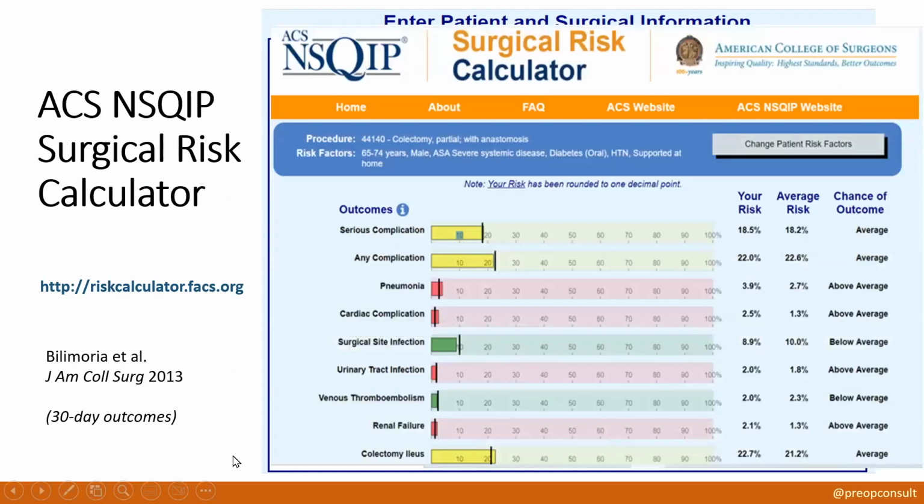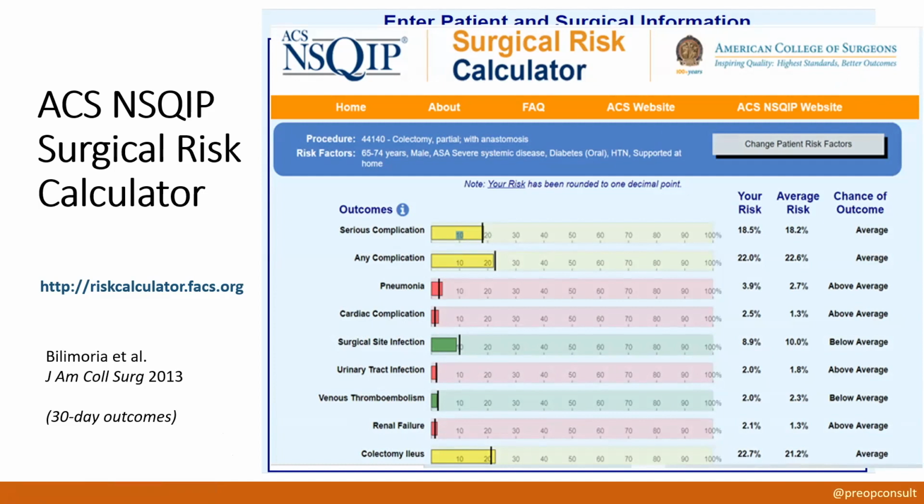It then gives you a nice visual display that's color-coded, giving the patient's risk and comparing it to the average risk for other patients undergoing the same procedure. And you can see if it's green, it's below average. If it's red, it's above average. If it's yellow, then you're average. And this is nice to use for a discussion with joint decision-making or shared decision-making with the patient or their family. They can see where they fit on the screen.